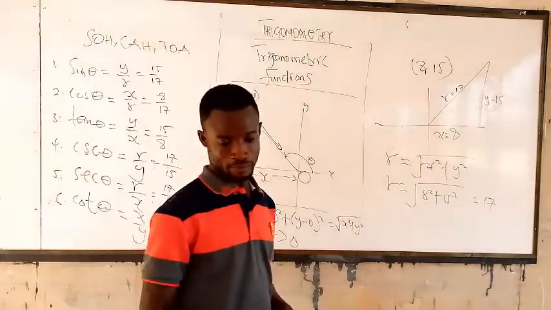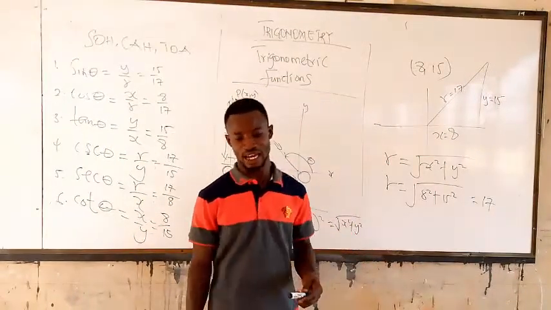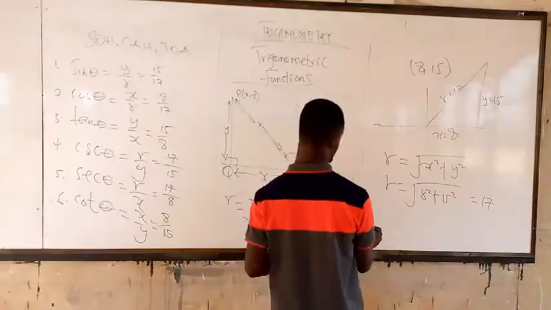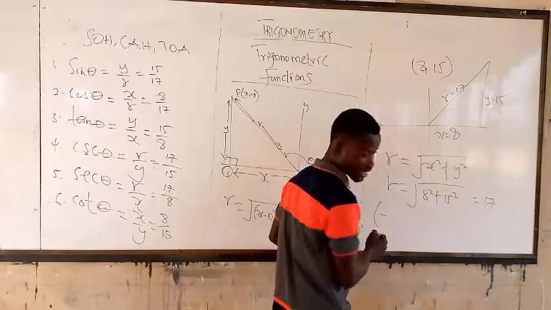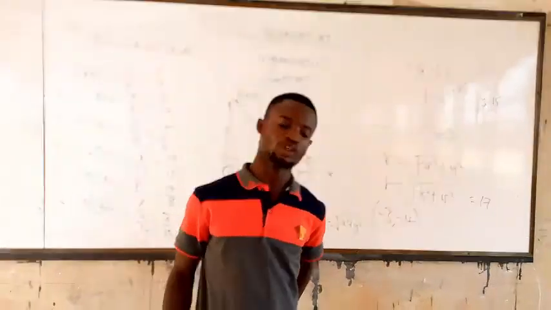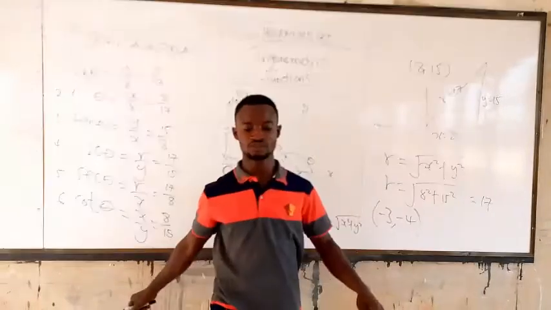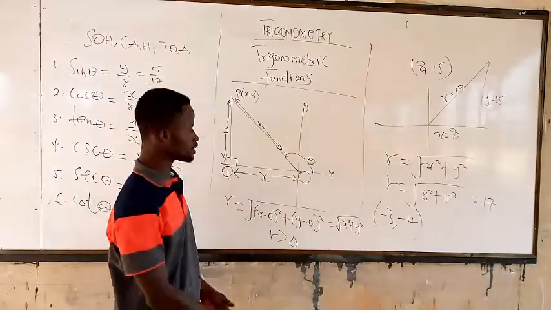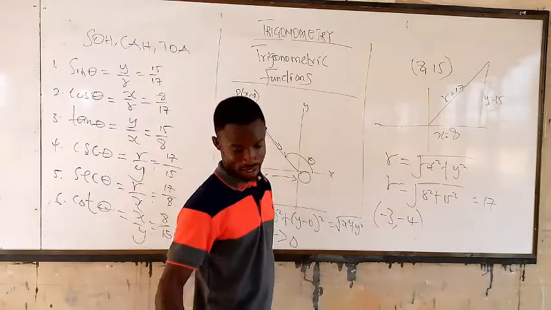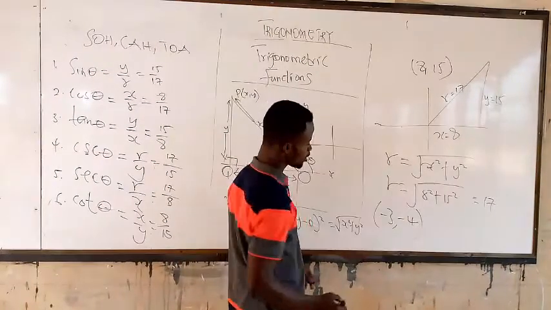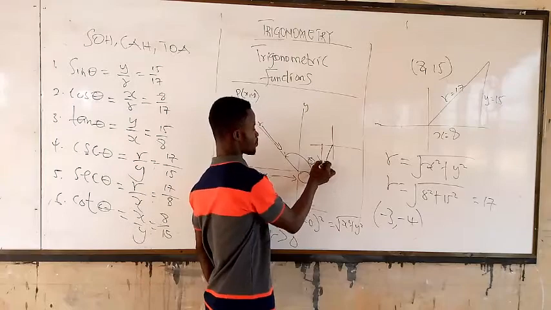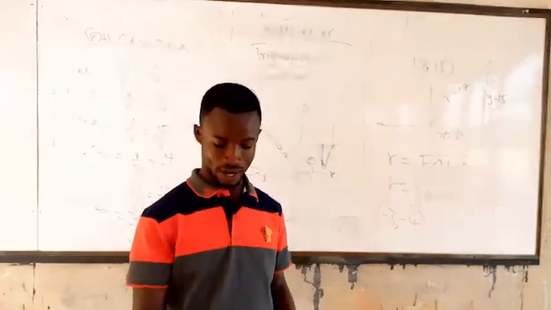Alright, so try this. The terminal side of an angle in standard position passes through the point negative 3, negative 4. Find the values of the 6 trigonometric functions of angle theta. So you have to do that, alright? But you have to be careful, because you have to sketch it. So plotting this point, where will it be? It will be somewhere here.